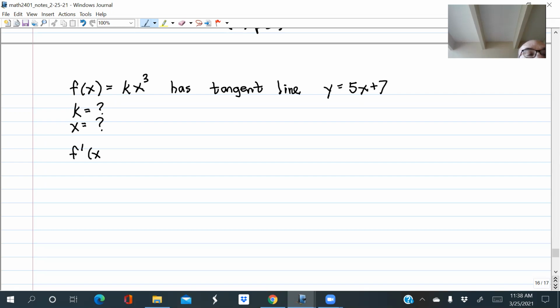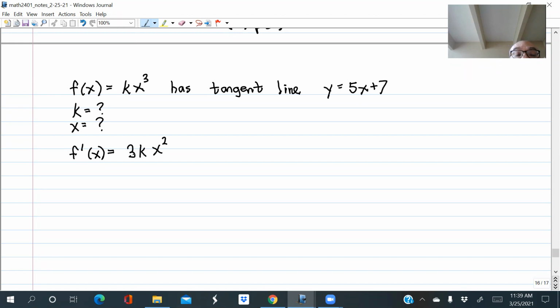So f prime of x, the derivative, you just use the power rule to differentiate this. You don't have to use the product rule here, because again, k is not a variable. That is a constant. So you can just use the power rule, and you get 3, bringing the 3 down, times k. The k is just going to stay there as a factor, and then times x squared. You subtract 1 from the exponent. So the derivative of this function is 3k times x squared.